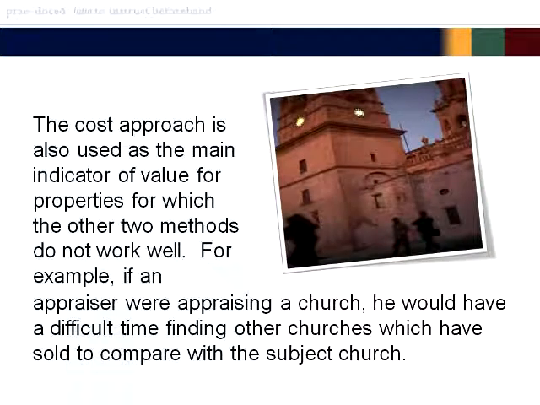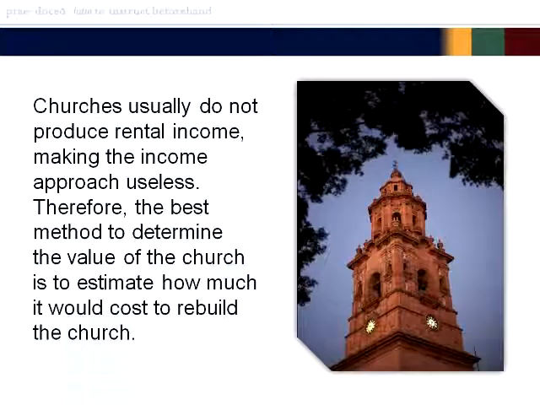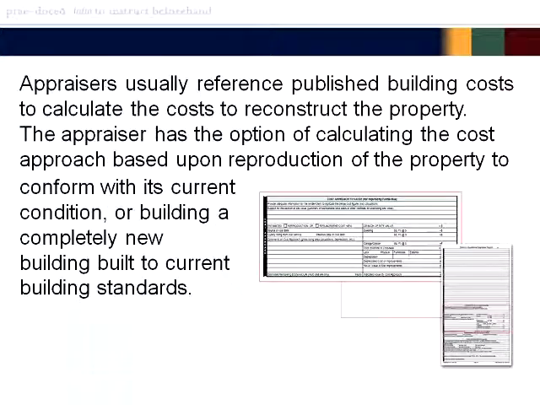The cost approach is also used as the main indicator of value for properties for which the other two methods do not work well. For example, if an appraiser were appraising a church, he would have a difficult time finding other churches which have sold to compare with the subject church. Churches usually do not produce rental income, making the income approach useless. Therefore, the best method to determine the value of the church is to estimate how much it would cost to rebuild the church. Appraisers usually reference published building costs to calculate the cost to reconstruct the property.